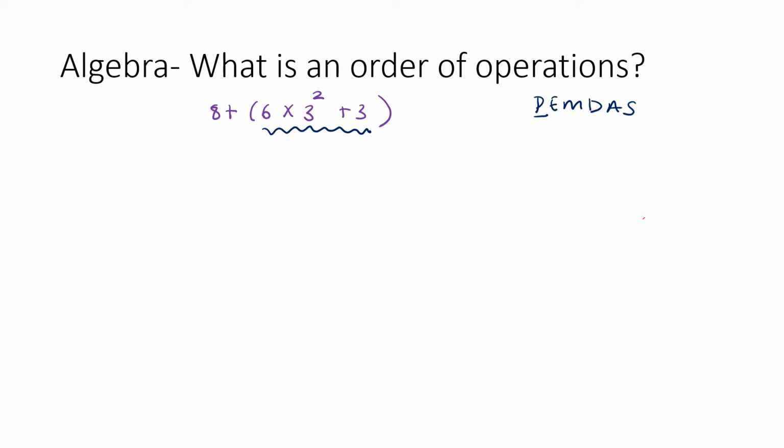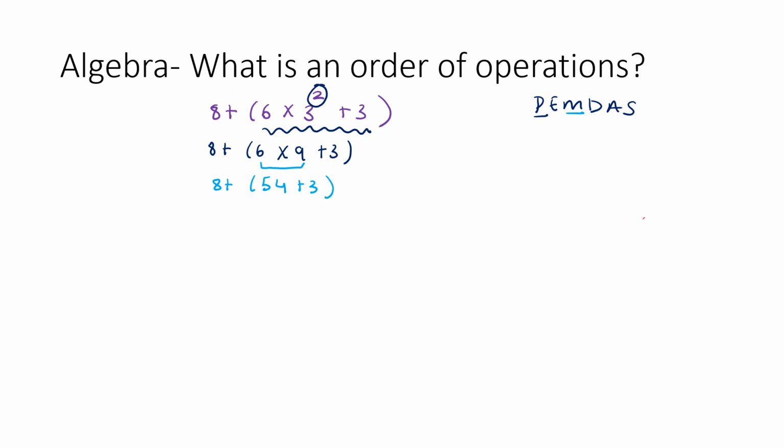Now, we have an exponent, so that's what we're going to solve first. So everything remains the same, but we have to solve the exponent. So 3 squared is just 3 times 3, which is 9. So 6 into 9 plus 3. Now, we have to do multiplication. So we're going to do 6 times 9. So 8 plus 54 plus 3.